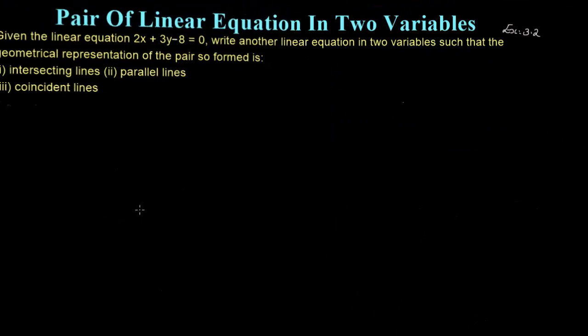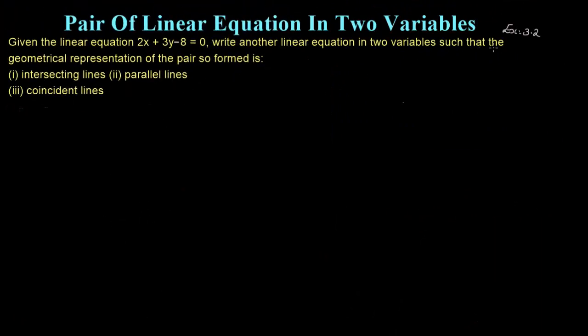So this is also a question that I have taken from exercise 3.2. Let us read this question now. Given the linear equation 2x plus 3y minus 8 is equal to 0, write another linear equation in two variables such that the geometrical representation of the pair so formed is intersecting, parallel lines and coincident line.